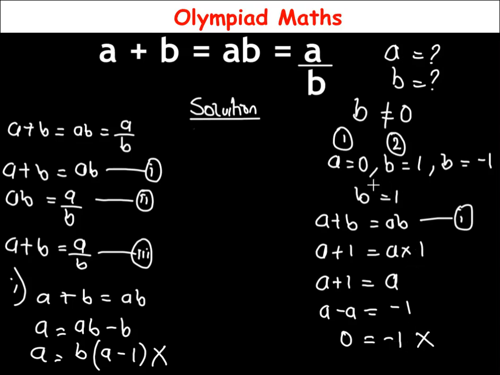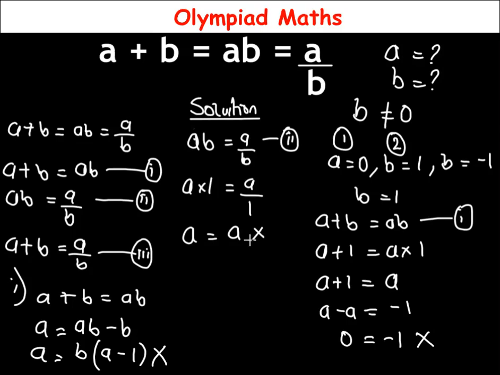Okay, let's then also input b as 1 into equation 2. So equation 2 is ab is equal to a over b. Right? So b is 1, so a times 1 is equal to a over 1. A times 1 is a, which equals a over 1, which is a. So this also can't give us a possible solution, so this is also wrong.